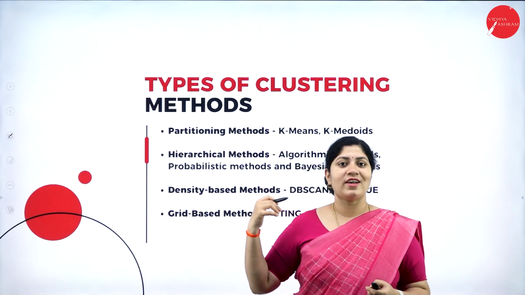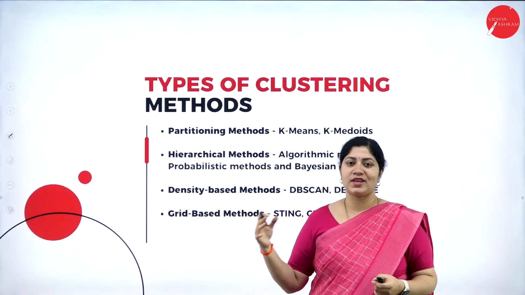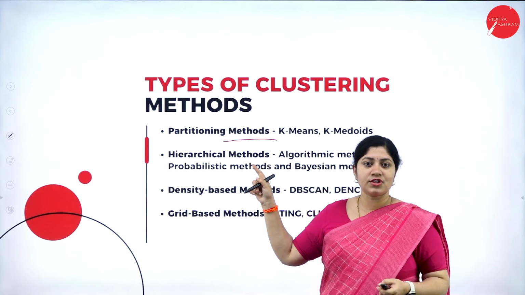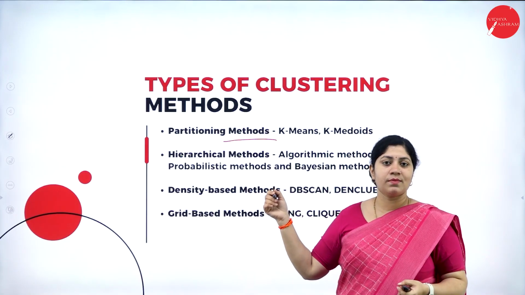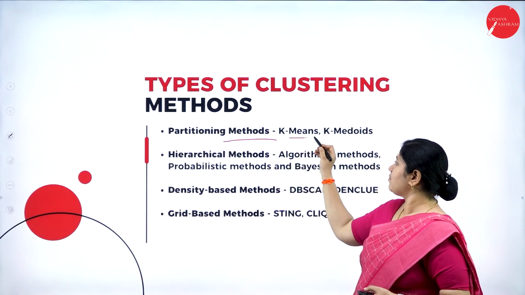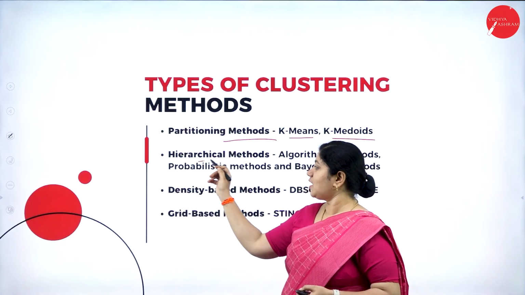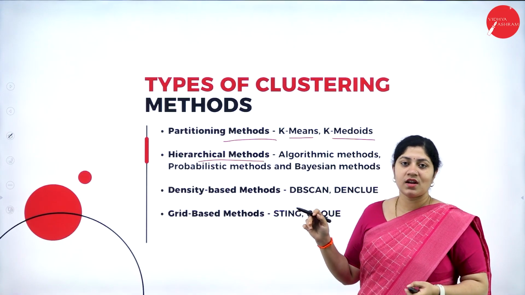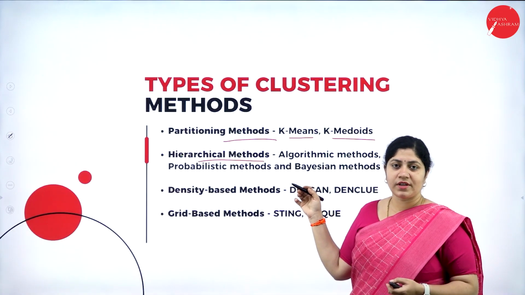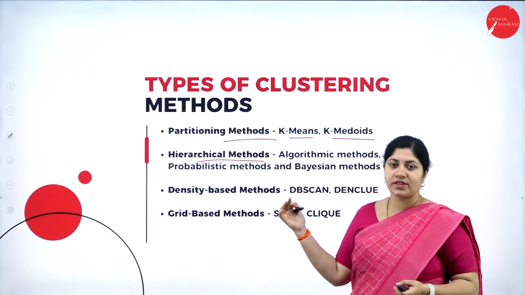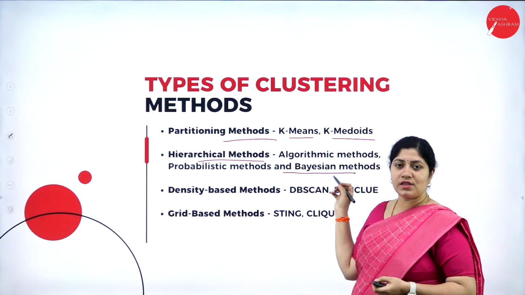The first method, as we have discussed in our agenda, it is none other than a simple partitioning methods. And under this partitioning methods, we have two different methods. The first one is k-means and the second one is k-midpoints. Okay, next type is a hierarchical method. Under hierarchical method, we have three different types like Bayesian method, algorithmic method and probabilistic method. We will be discussing regarding these things.